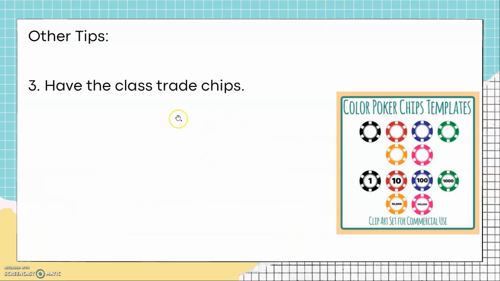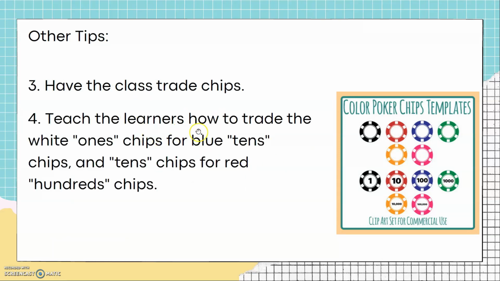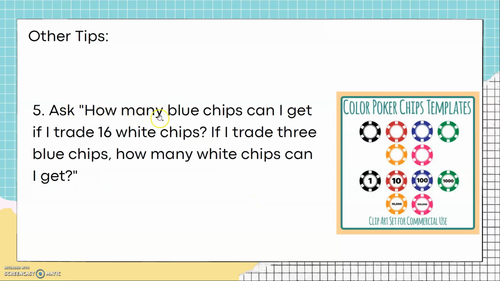Next, have the class trade chips. Teach the learners how to trade white ones chips for blue tens chips and tens chips for red hundreds chips. Also, when using this activity, you have to ask them questions, like: how many blue chips can I get if I trade 16 white chips? If I trade 3 blue chips, how many white chips can I get? Using these questions, we will be able to apply inquiry-based teaching to our learners.